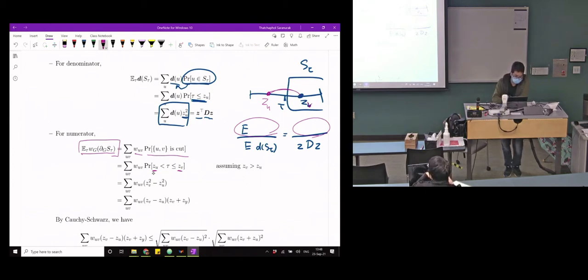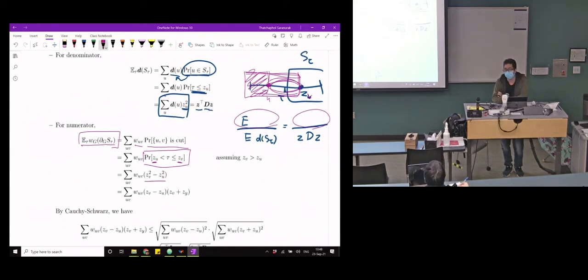And again, what is the probability that this happens? Well, it happens only if tau is between this interval, right? And that is just CV square minus CU square. Because the probability that tau is here is CV square, but you need to subtract the probability that tau is here, which is CU square.